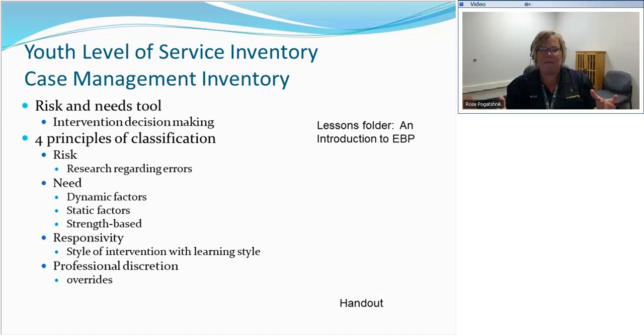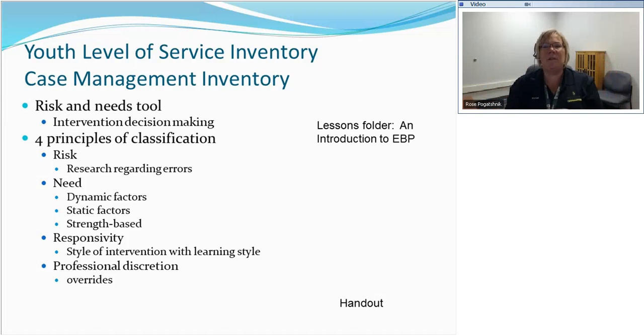A dynamic factor is a factor that is current and that we can change, we can influence. A child is currently dealing with substance abuse. They are an addict. We can get them into a treatment program, so that's a dynamic factor. We can do something about that. And ultimately with this, we also need to focus on what their strengths are. What are they good at? What's a positive in their life? And make sure we're always taking that into consideration.